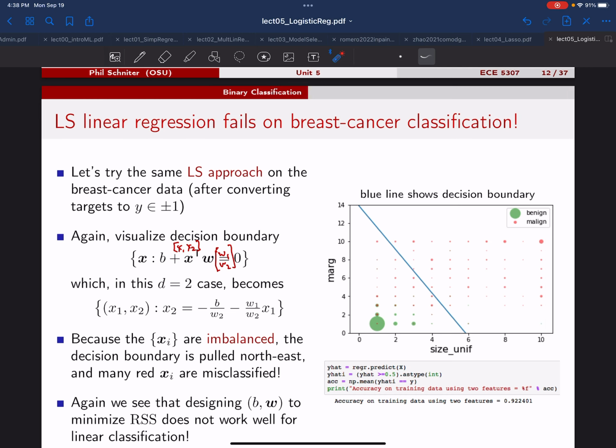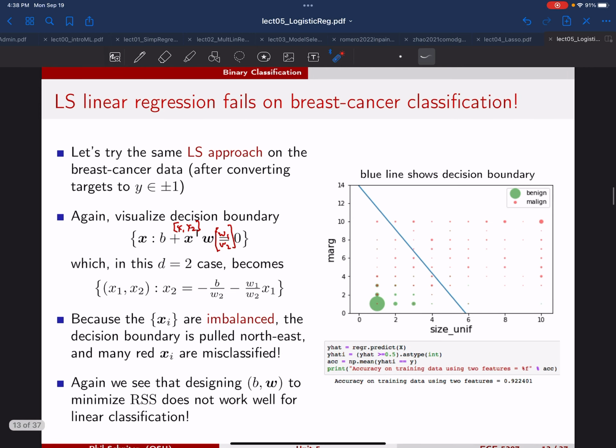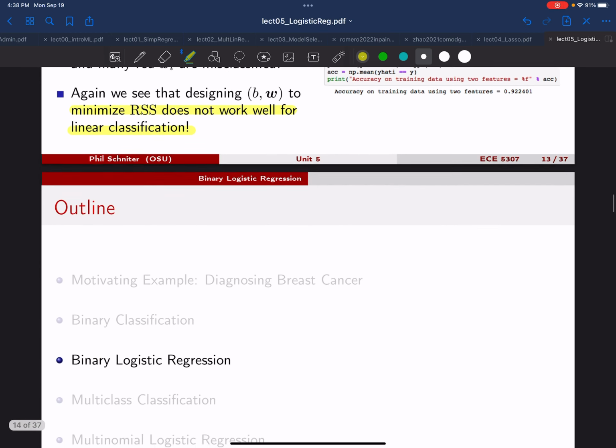Again, minimizing RSS does not work too well for linear classification. So we have to come up with a different approach. Everybody good so far? All right.